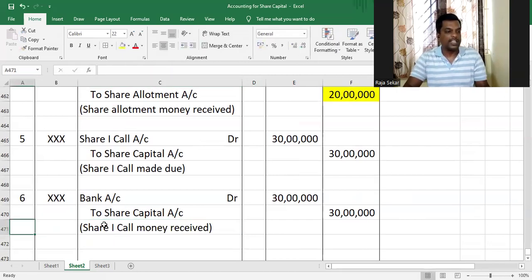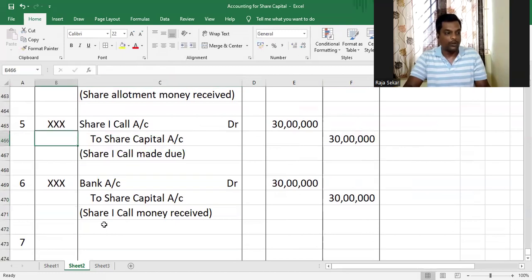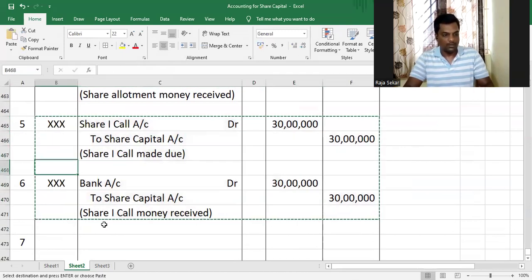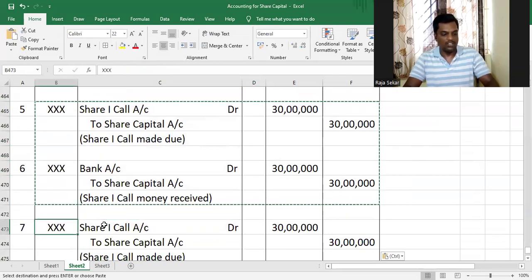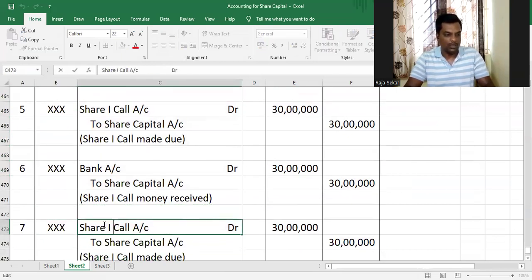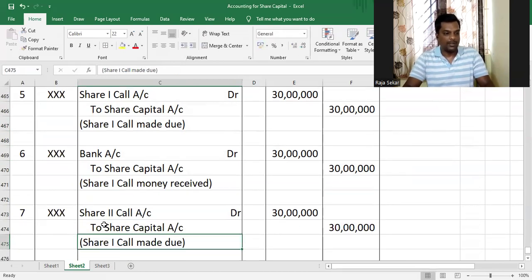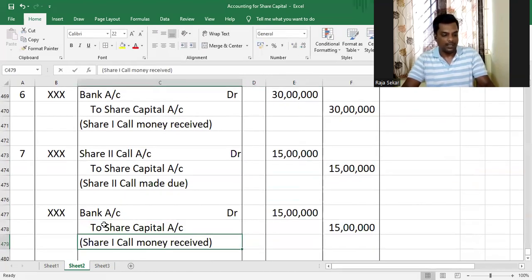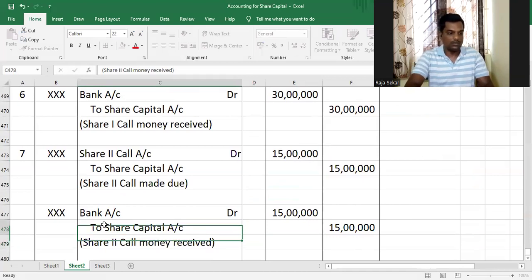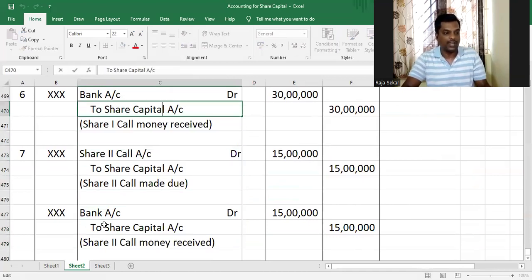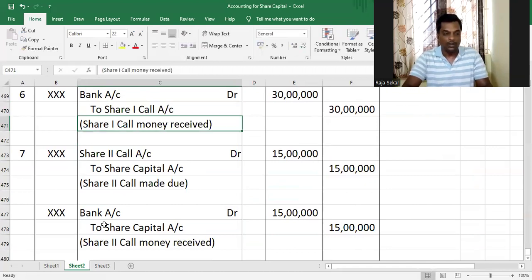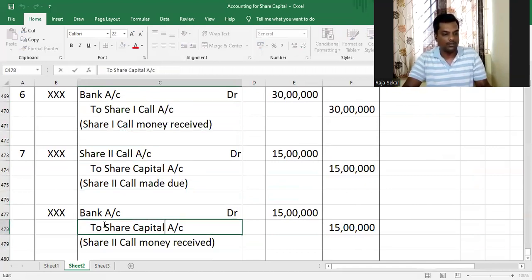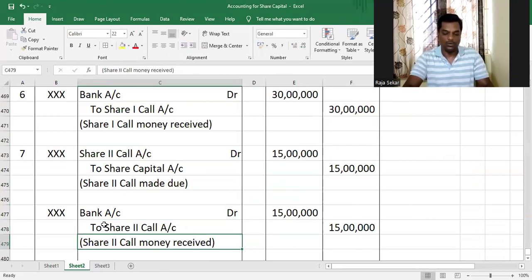All right. So the next thing to do would be to make share second call due. The journal entry would be to share second call account debit to share capital account, share second call made due. As we know, share second call amount is 15 rupees per share. We calculated, and that will be 1 lakh into 15 lakhs. And this will be share second call. Oh, I made an error here. It's not share capital account, it's share first call account. When you receive the money, the call account will be credited, right? Share second call. All right.